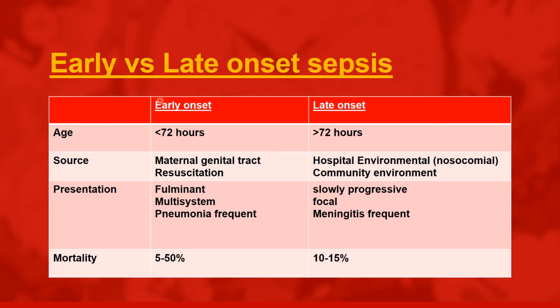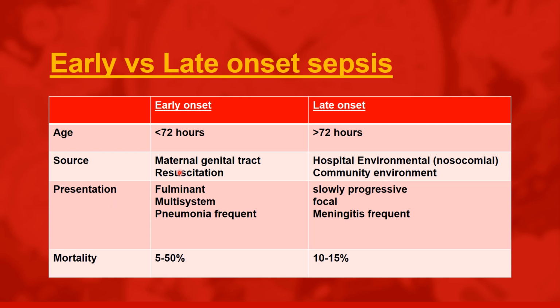Now let's see the early versus late onset neonatal sepsis, how it differs. Let's see the comparison between these two. If you see the time of onset, early onset is before 72 hours of life, late onset is after 72 hours of life. The source of infection in early onset is the maternal genital tract or intrauterine, and then during resuscitation, whereas in late onset it is the hospital environment and the community environment.